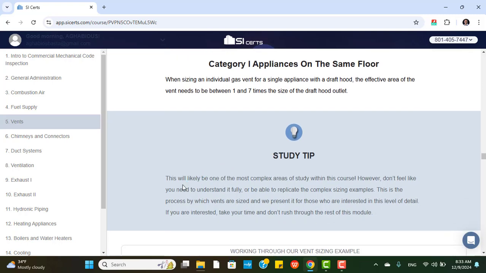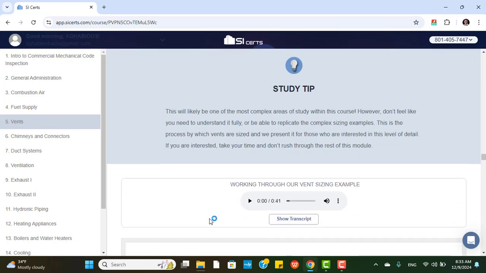Outlet study tip. This will likely be one of the most complex areas of study within this course. However, don't feel like you need to understand it fully or be able to replicate the complex sizing example. This is the process by which vents are sized, and we present it for those who are interested in this level of detail. If you are interested, take your time and don't rush through the rest of the module.